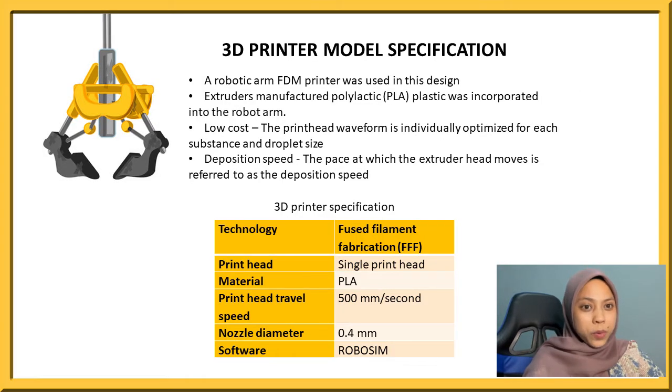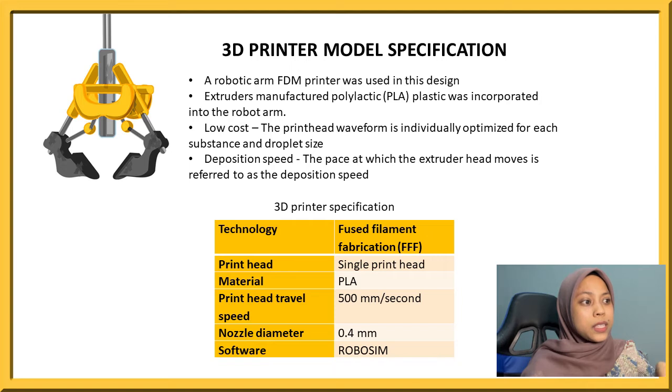I will explain about the 3D printer model specifications. We are using FDM, fused deposition modeling, for the robotic arm, and the extruder was manufactured using polylactic plastic, PLA. The specification of this printer design is low cost because it is optimized for each substance and droplet size, and the deposition speed, because the extruder head will move based on the speed that we set.